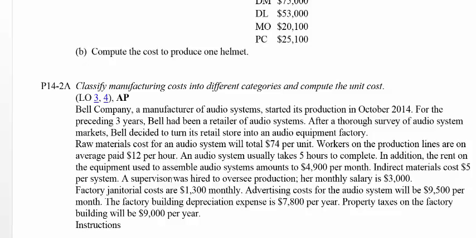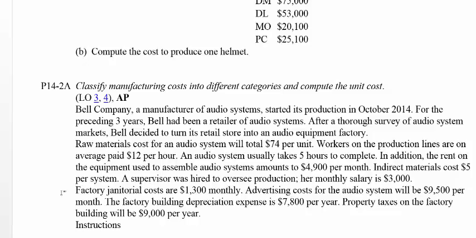Next, we have a supervisor that was hired to oversee production. Her monthly salary is $3,000. $3,000 in manufacturing overhead. We have a factory janitorial cost of $1,300 monthly, also manufacturing overhead. Advertising cost for the audio system will be $9,500 per month. That is a period cost.